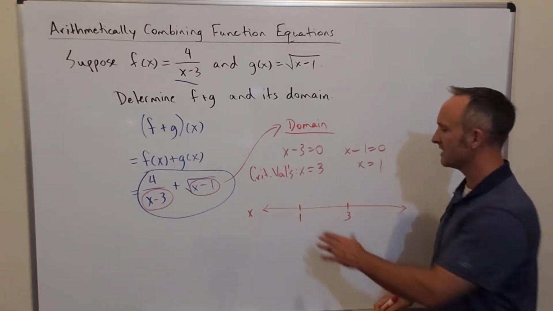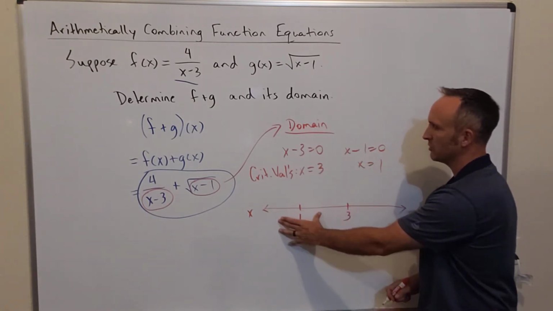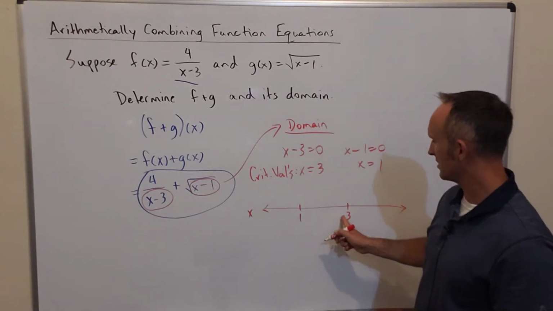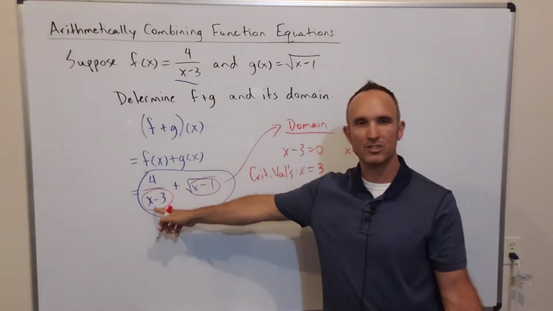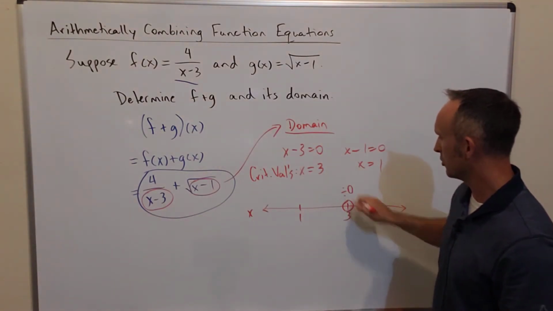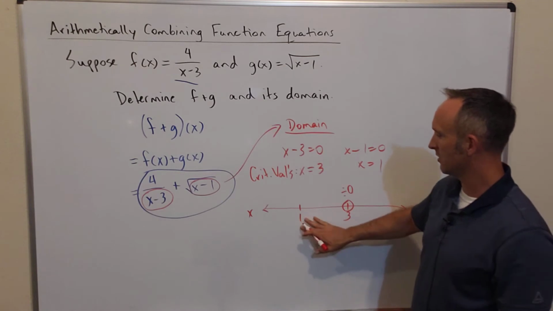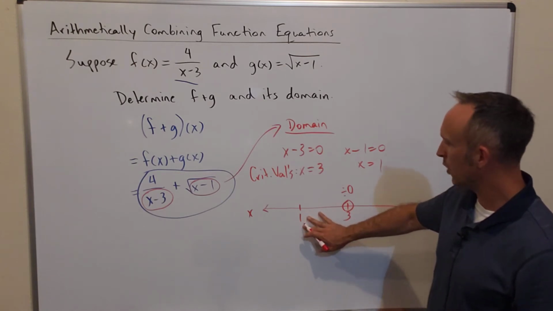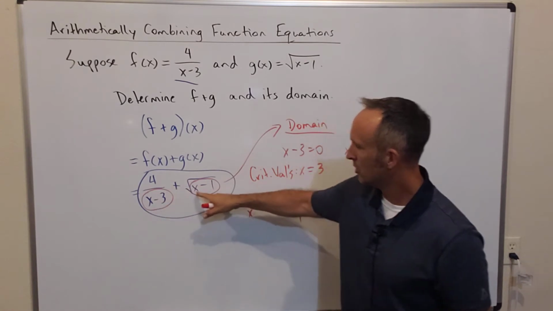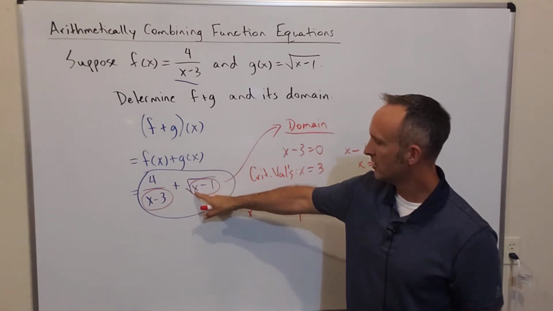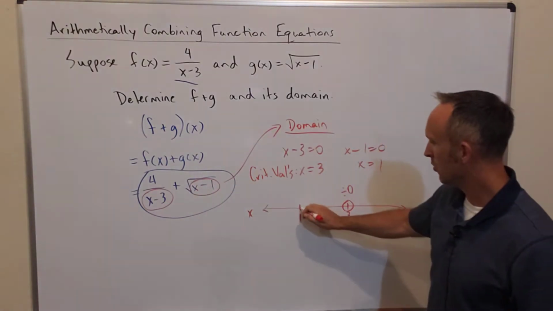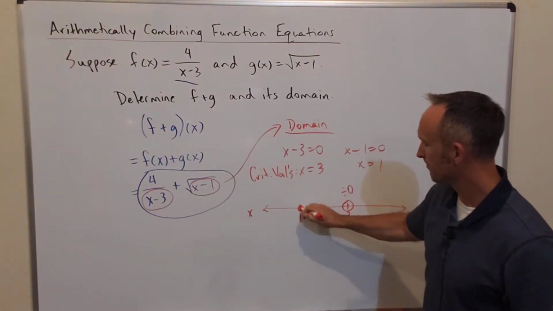And we start dissecting which parts of the number line, which x values on this number line, will work in this function. We can see that if x is 3, this denominator is 0, and we can't divide by 0. So we're going to leave 3 out of our domain because it causes us to divide by 0. If x is 1, 1 is fine in the fraction. It doesn't make the denominator 0. 1 is also fine here because 1 minus 1 is 0, and we can take the square root of 0. So 1 is in our domain.